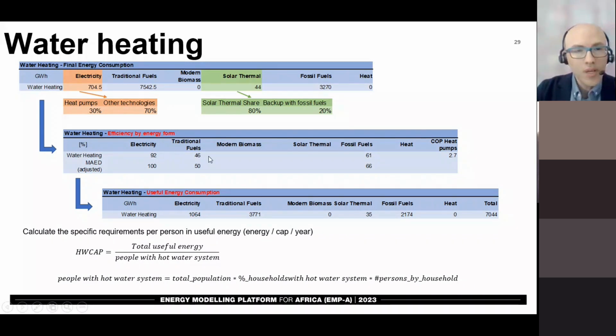So in that way, we will have the useful energy consumption for water heating by energy form, and the sum will be the total useful energy. To calculate the specific requirements per person in useful energy, we will divide this total consumption by the people with a hot water system. And the people with a hot water system are given by multiplying the total population by the percentage of households with hot water systems, and this is multiplied by the persons per household.